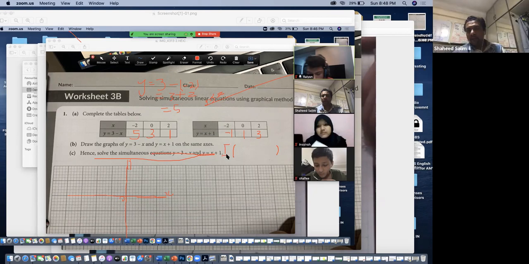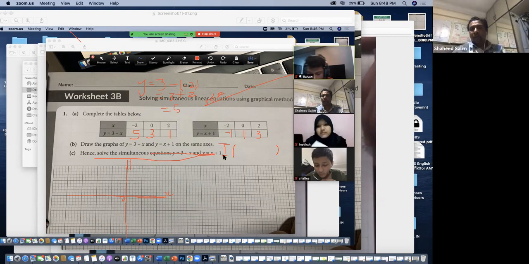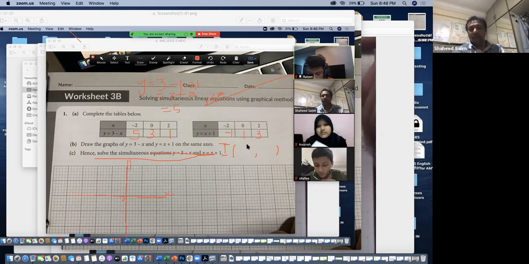Sorry? What did you say? I want you to give me the, you know what's intersection? Where both graphs cut each other. What is the coordinate? Look at your graph. Did they cut each other? Yeah, at the point where they cut each other like that, what is the coordinate where they cut each other? What is it? X is 1. No, not the y-axis. Cut each other.